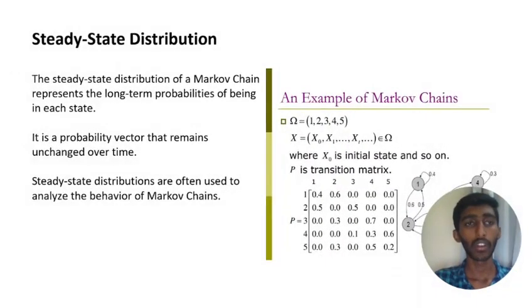Steady state distribution. The steady state distribution of a Markov chain represents the long-term probabilities of being in each state. It is a probability vector that remains unchanged over time. As you see in the example of the Markov chain, the steady state distributions are often used to analyze the behavior of the Markov chain.